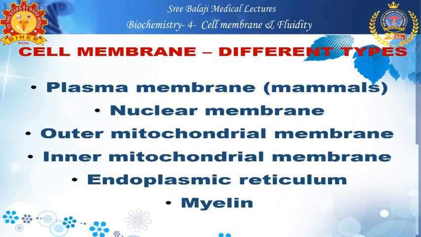So there are different types of cell membrane present in your body. Usually in mammals we call it the plasma membrane. The membrane surrounding the nucleus is known as the nuclear membrane. The membrane surrounding the mitochondria is known as the mitochondrial membrane, which is again categorized into outer and inner mitochondrial membrane. There are special membranes present in the endoplasmic reticulum, and the membrane present in the nerve cells is known as myelin.